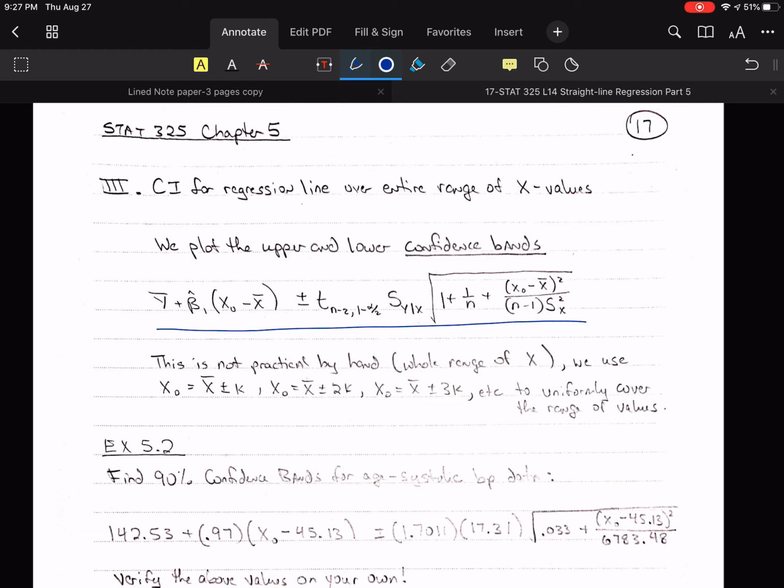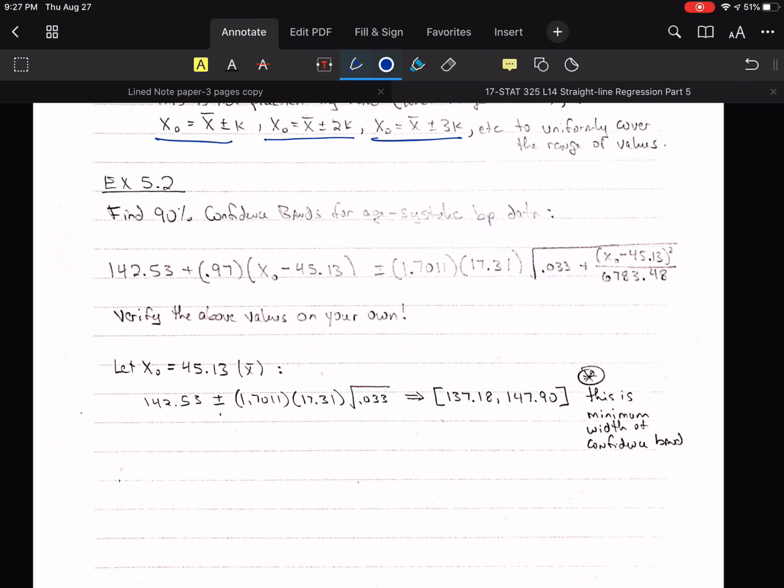So no need for me to read this out to you. You can read that. Again, it's not really practical by hand for the whole range of x, so we're going to use an x naught of x bar plus some value k, and then x bar plus 2k and 3k, and we keep doing that, whatever k we choose, so that we cover the whole range of x in our data. So here's an example. Find a 90% confidence band for age and systolic blood pressure data that we presented earlier.